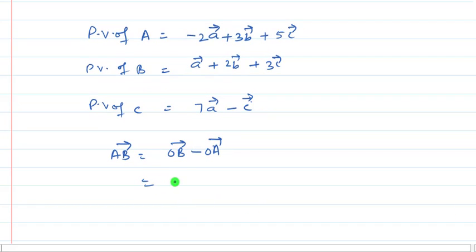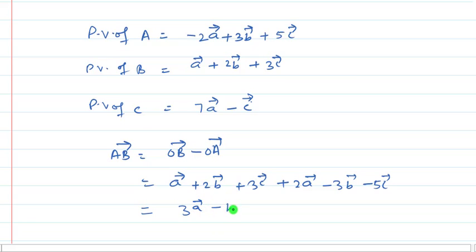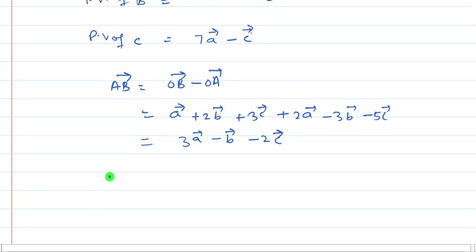So clearly OB is equal to vector A plus vector 2B plus vector 3C, minus vector 2A minus vector 3B minus vector 5C. So we are getting vector 3A minus vector B minus vector 2C. This is AB. Now let us next calculate BC.